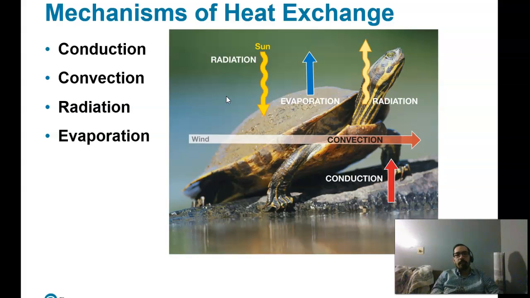And radiation is the direct heat exchange between two bodies that are not in physical contact with each other. So it could be like the sun and an animal, or it could be another heat source like a burning fire pit. If you're warming up your hands at a burning fire pit, that's radiation because it's the heat exchange between two things that are not in physical contact with each other.